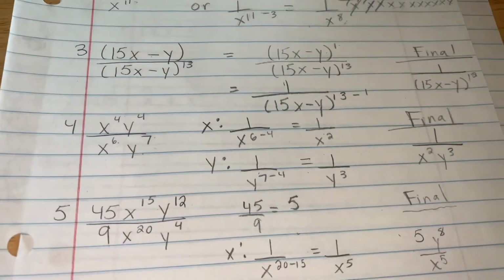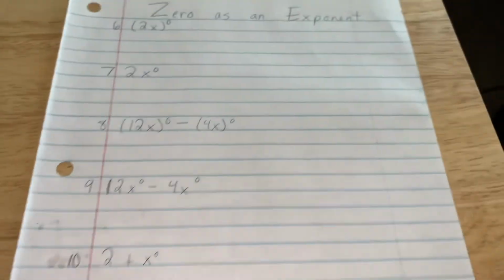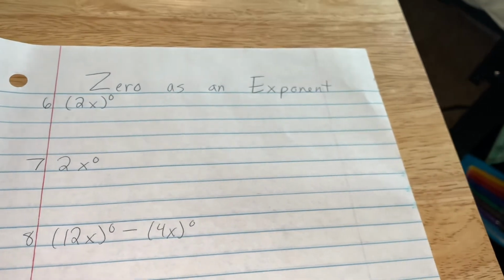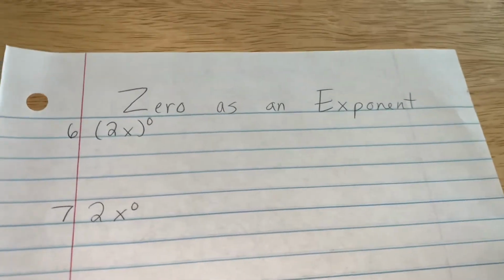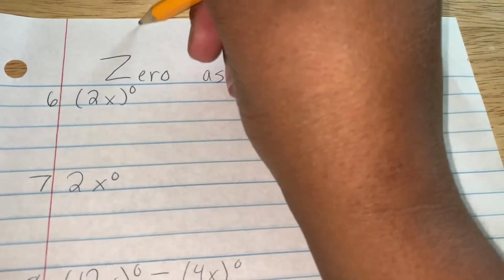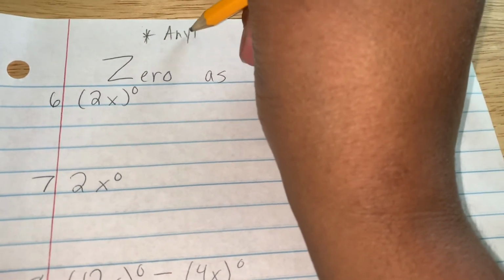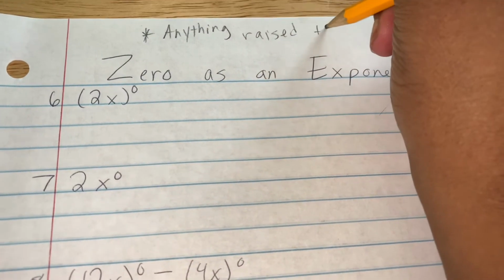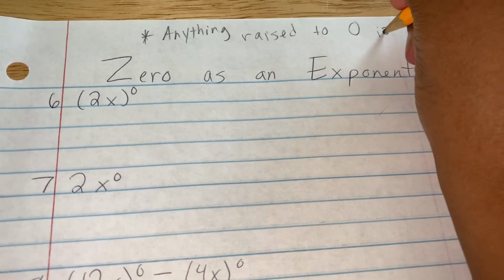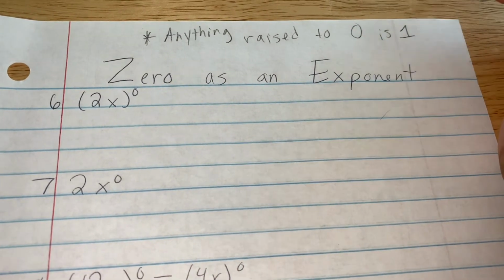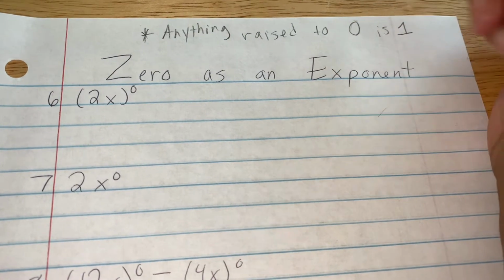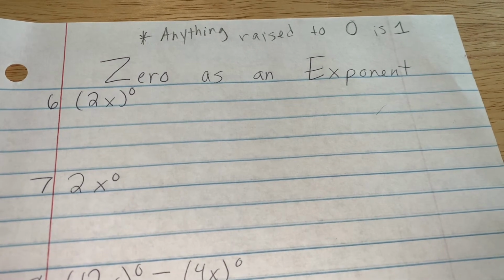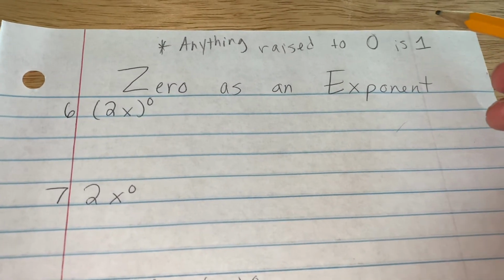Okay, so now let's switch gears a little bit. And let's go to what if you have 0 in your exponent? How do you simplify these? Now, the thing about 0 is anything to the power of 0. So anything raised to 0 is 1. Because you can only raise something to the 0 one time. Okay. So anything raised to the 0 power is 1.